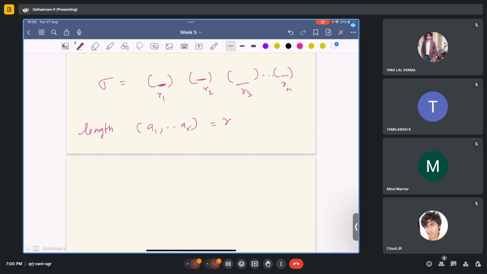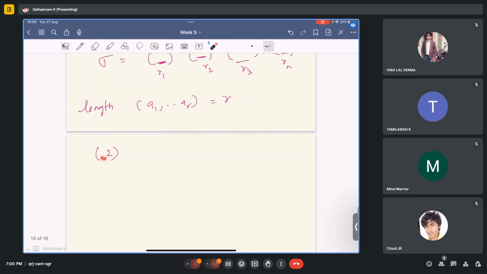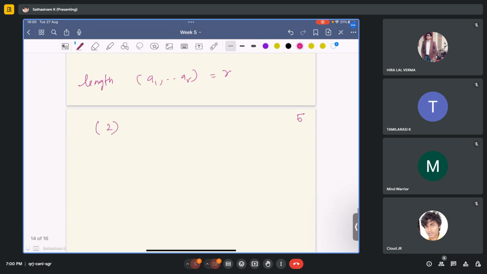Now we are asking, what are the possible cycle lengths? Let's say your sigma has a cycle of length 2. In total, how many elements? You have 7 elements. So there is one cycle of length 2, and then there are 5 remaining elements. In those 5 remaining elements, if you have another 2 cycle, you can have that.